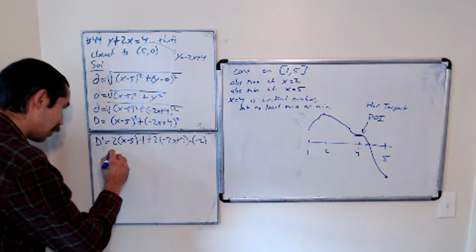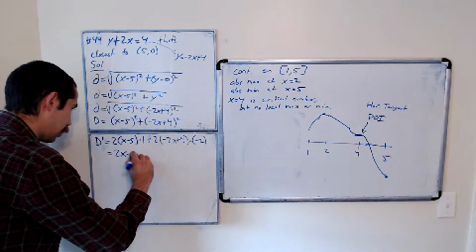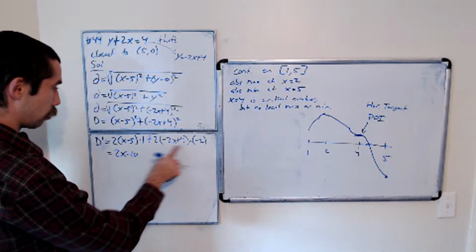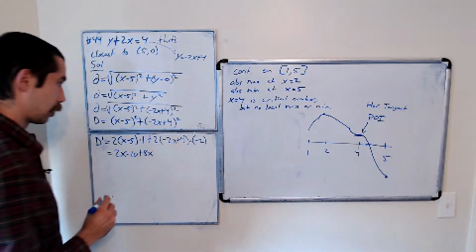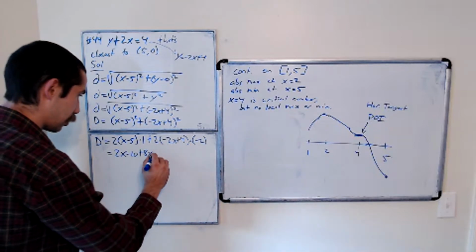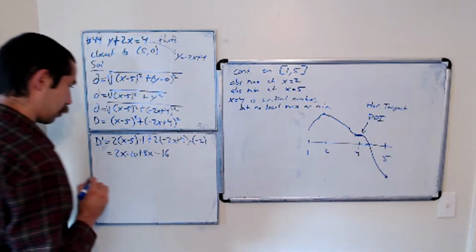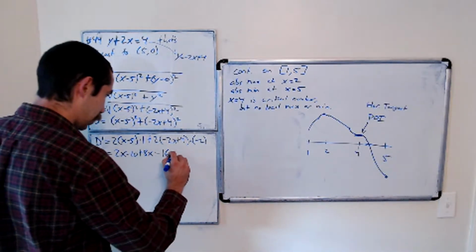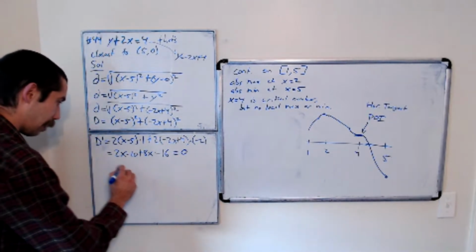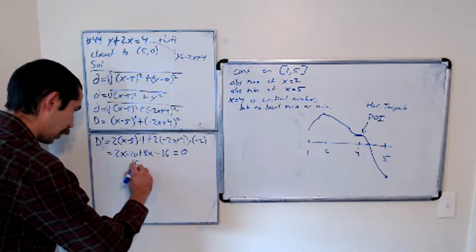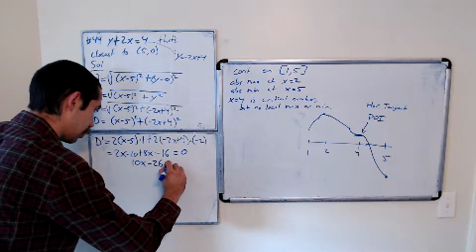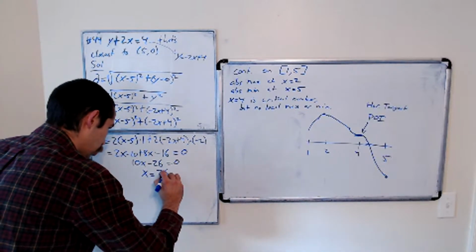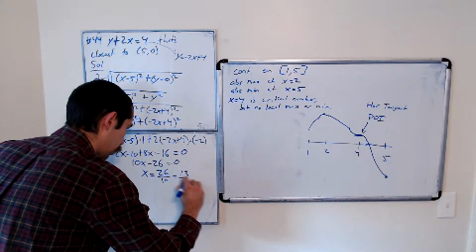All right, so this is 2x minus 10. And what do we have? 2 times negative 2 times 2, that's plus 8x, and minus 16. All right, if I didn't make any algebra mistakes, I'm feeling good about this. Equals 0. And now we can combine them. So 10x minus 26 equals 0. And we have x is equal to 26 over 10, which is 13/5.